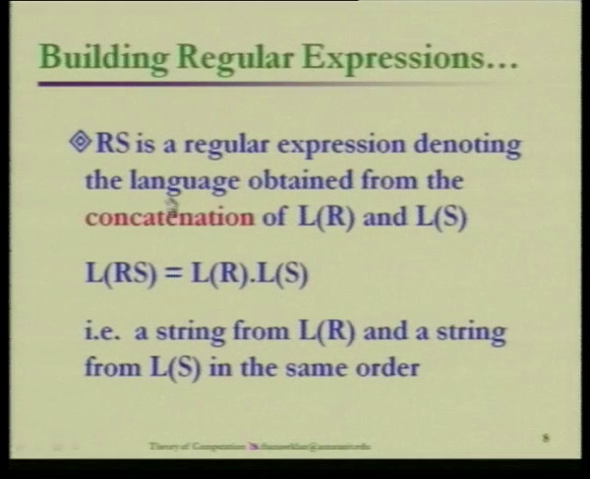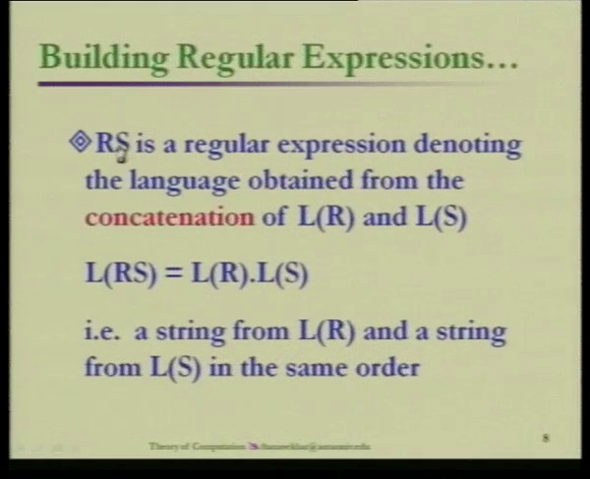So, now let us see the next operation, which is concatenation. Suppose you have two regular expressions once again, R and S, with their corresponding languages as regular languages. If you want a new string that is formed out of the concatenation of a string from L of R and a string from L of S, what kind of regular expression is capable of describing that concatenation? It is R dot S.